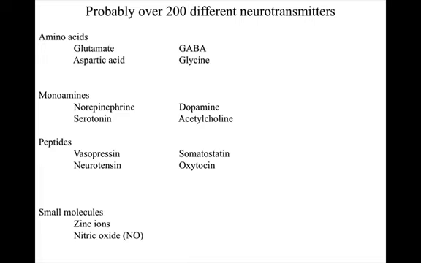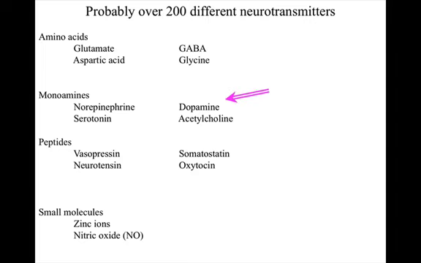Now, there are lots of different molecules that can act as neurotransmitters. In other words, there are receptors for these molecules that influence the interior of the neuron. Some neurotransmitters are relatively simple molecules like amino acids, and the most common neurotransmitters in the brain are glutamate, which is excitatory, and GABA, which is inhibitory.